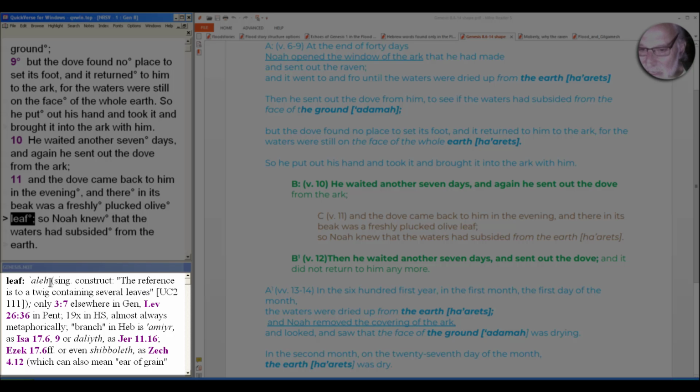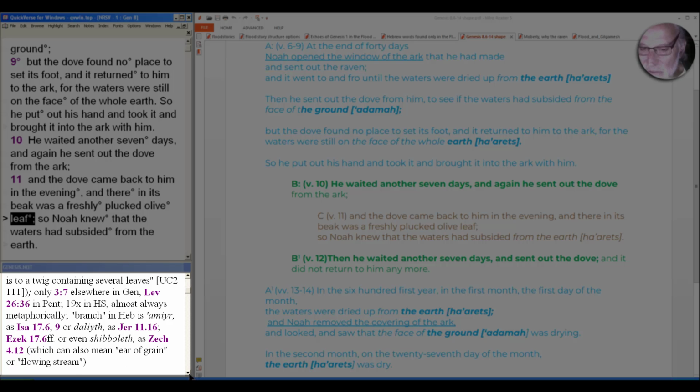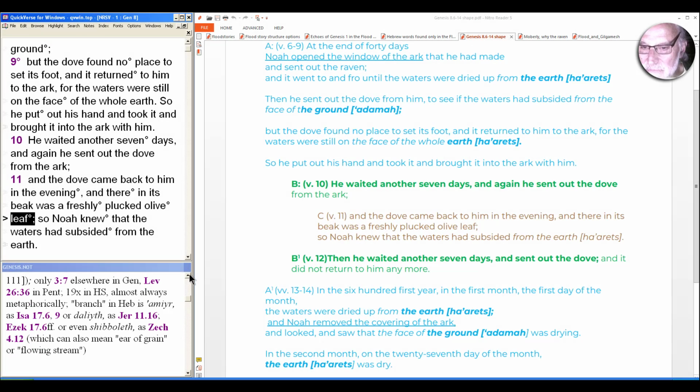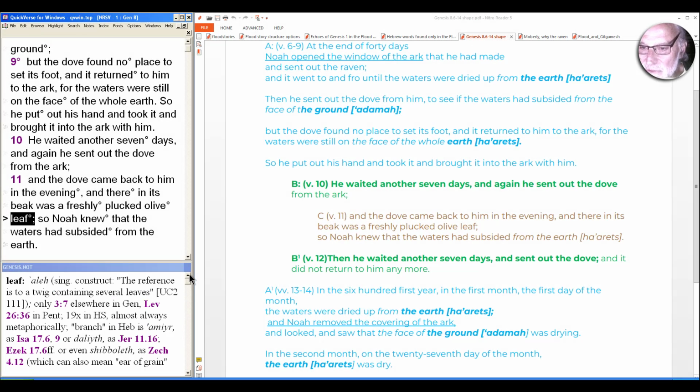In Hebrew, it's aleh, and there are a number of other words for branches, and none of those are used here. You can see those down there, and I won't go through all of those. But those are other words that are used to refer to olive branches, and that's not the word used here. The Septuagint also uses a Greek word for leaf, so there was no confusion among the original authors of whether this was a branch or a leaf.